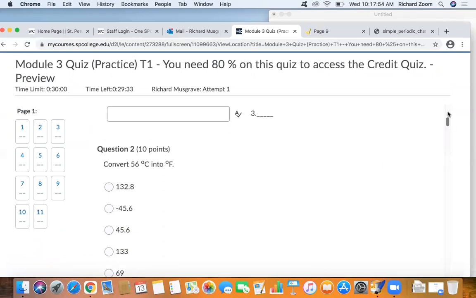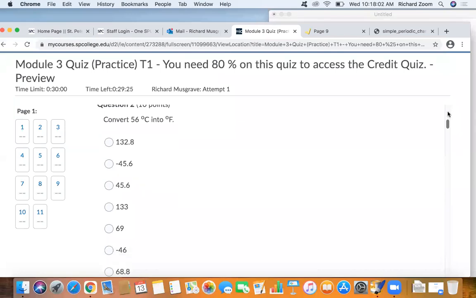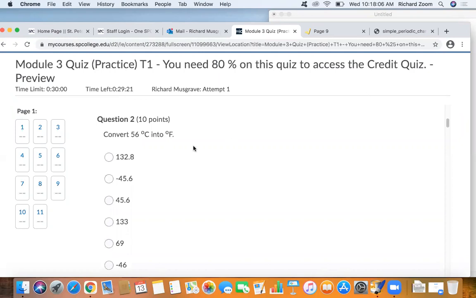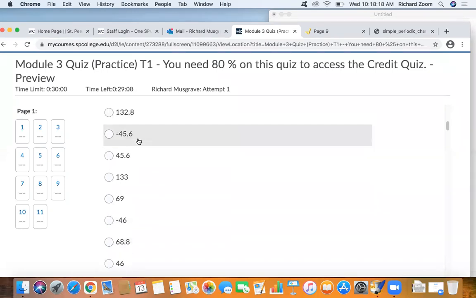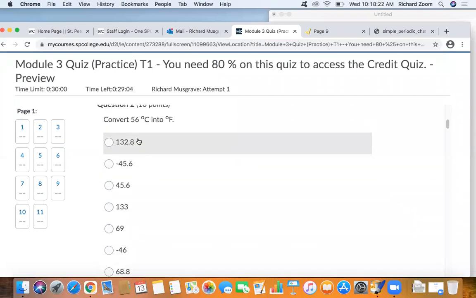Now, remembering what I said about temperature conversions, those are going to be subject to the significant figures as well. So you'd find whatever answer was close. And in this case, it says 56 degrees Celsius. You would know then that whatever answer you were going to come up with for degrees Fahrenheit is going to have no places past the decimal. So it's going to be whatever is closest, but has no places past the decimal.